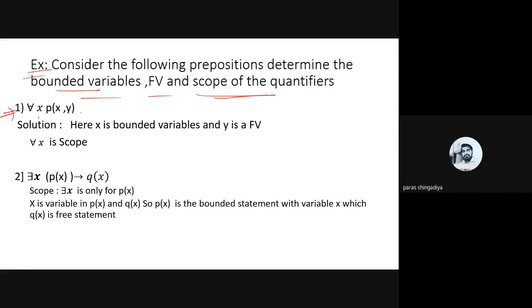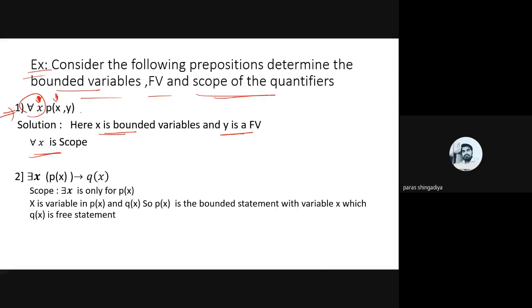So for every x, it means x is implemented. Okay, x is the main variable here, and we'll use this value to derive the y there. That is every x, P of x, y. So x is the bound variable in this case, y is the free variable, and every x, P of x is our scope. Clear? X will be implemented to derive the y, by using this P of x, y.